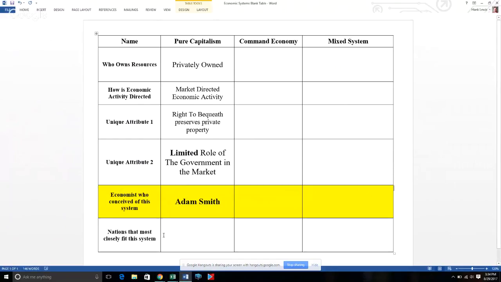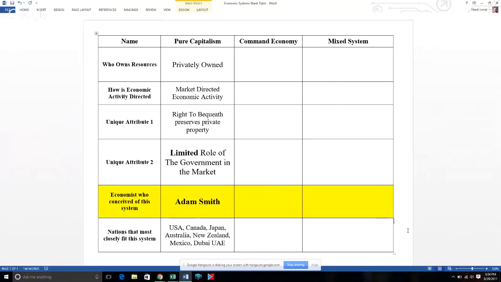Adam Smith was a revolutionary philosopher and thinker, and we are very grateful that he came up with these concepts here. Now, I'm giving you a list of several nations that best fit the description. No nation is truly purely capitalist. However, these nations, the United States, Canada, Japan, Australia, New Zealand, Mexico, and Dubai, the United Arab Emirates, lean capitalistic.